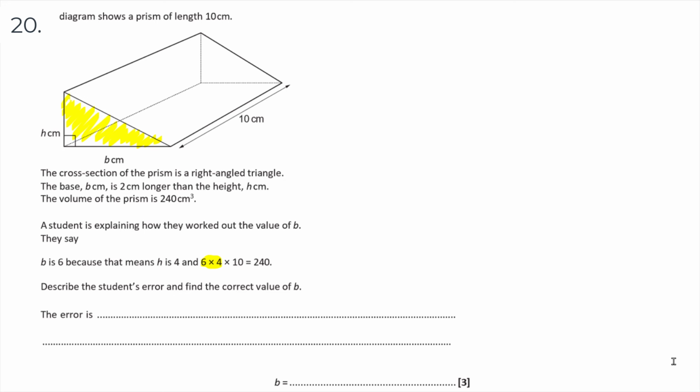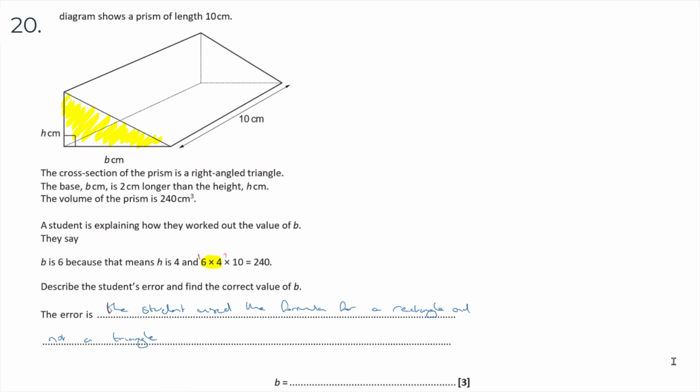They've just multiplied what they think B and H together is, and then they're saying if you take that and multiply it by 10, you're going to get the volume of the prism. But this part here is actually the formula for finding the area of a rectangle, not the area of a triangle. So the error is the student used the formula for a rectangle and not a triangle.